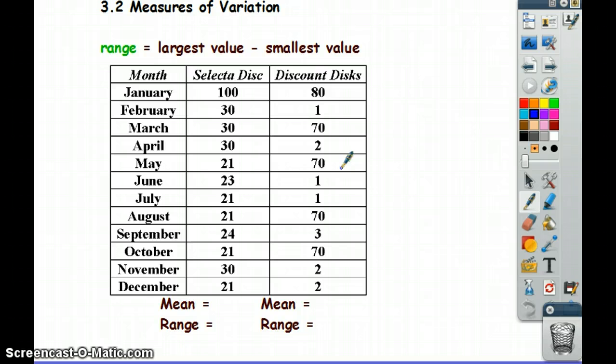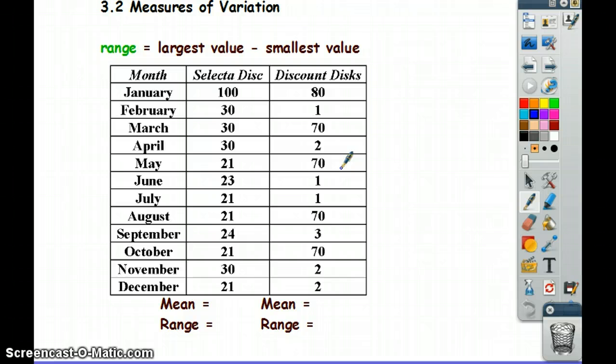Yesterday in the last section we were talking about measures of central tendencies. We were talking about mean, median, mode, where the data is centered. In this section we're going to look at how the data is spread out, and there's two ways we're going to talk about that today.